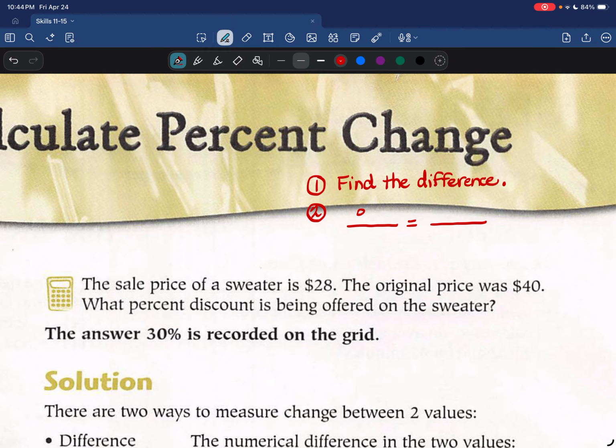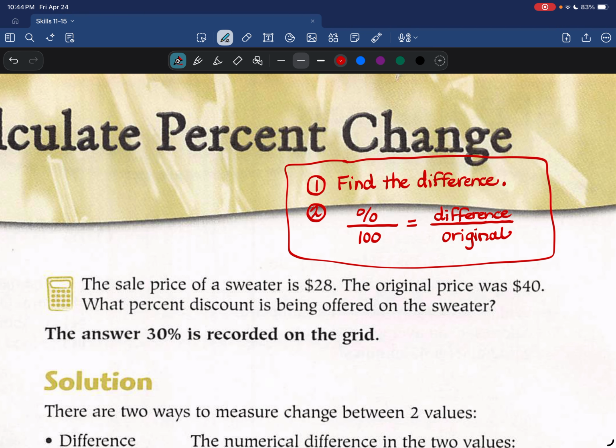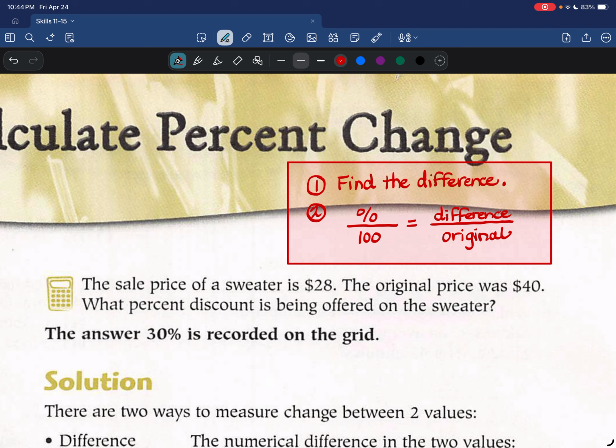where you have percent over 100 equals the difference over the original. So we're going to be using this process to solve these problems. And let me put that in a highlighted box because this is important. You really need to memorize that to be able to do these problems. The good news is if you memorize that, you can do any of these problems.